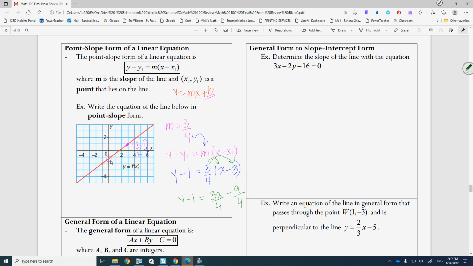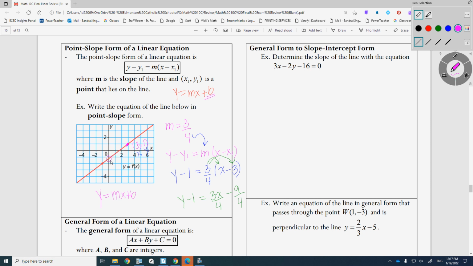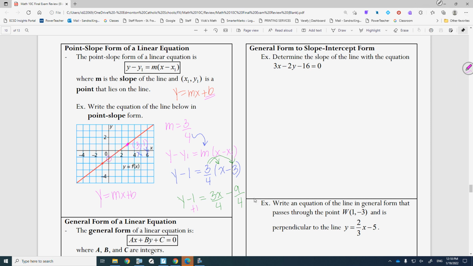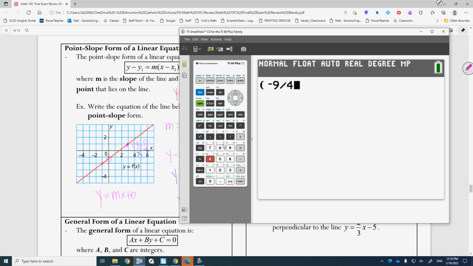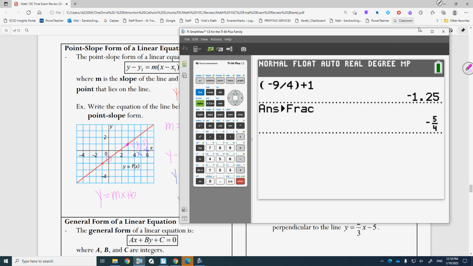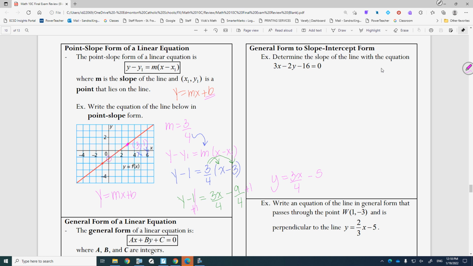If the question was get into slope y-intercept, that y is equal to mx plus b, we need to isolate this y, so you add 1. If it was slope y-intercept, this is what you'd be doing. And you would have y is equal to 3x over 4, and then negative 9 over 4 plus 1. As a fraction that would be negative 5 over 4. That would be your answer in slope y-intercept.